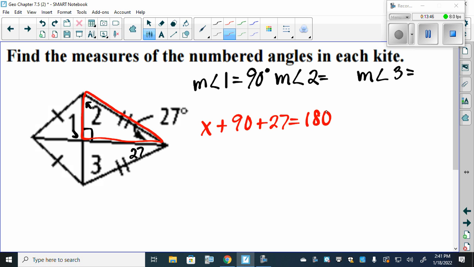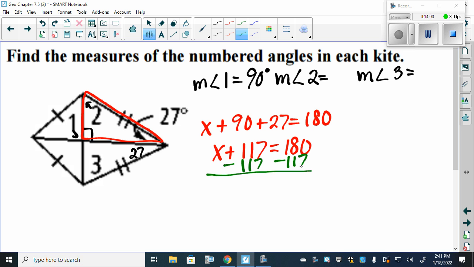So we can do 90 plus 27 first, which is 117 is equal to 180. And then we can subtract 117 from both sides, which tells us x is equal to 63 degrees. So the measure of angle 2 is 63.